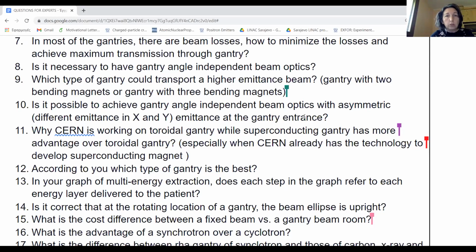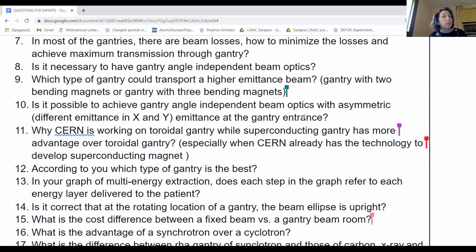Why is CERN working on toroidal gantry while superconducting gantry has more advantages? Well, because toroidal gantry is a fancy project. I didn't show you a picture, but as soon as I saw it, I got fascinated. Imagine a system without the complication of a rotation. Okay, you have it there, it's fixed, it doesn't move. It's like doing an MRI. You do it, and from the mechanical point of view, everything is still. That would be the future.